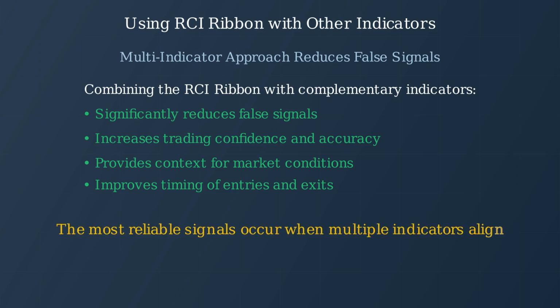Remember, the most reliable trading signals occur when multiple indicators align to tell the same story. This synergy between the RCI Ribbon, volume indicators, support and resistance levels, and oscillators creates high-probability trading setups that are significantly more reliable than using any single indicator alone.